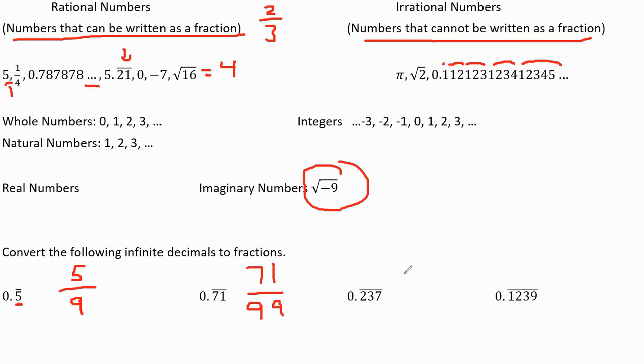0.237 repeating, 237 goes on top, and then we're going to have 3 9s on the bottom, because there's 3 numbers in the pattern. And the last number, 0.1239, has 4 numbers in the pattern, so that's how many 9s we put on the bottom. And 1239 goes on top. And do be careful, because sometimes you may need to simplify it.